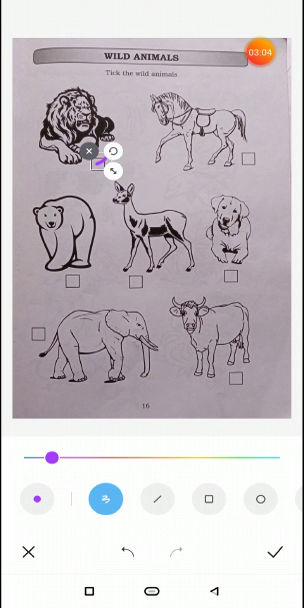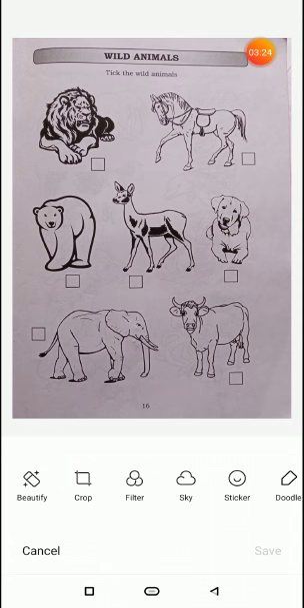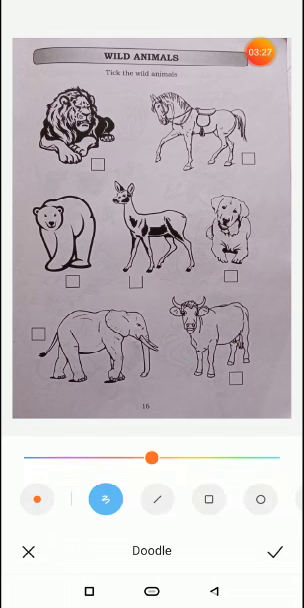Next we have a horse. A horse is not a wild animal. It can be domesticated. Okay, so it's not a wild animal. So we will not tick this. Next we have a bear, which is a wild animal, and we will tick the bear. So a lion has been ticked, a bear has been ticked.